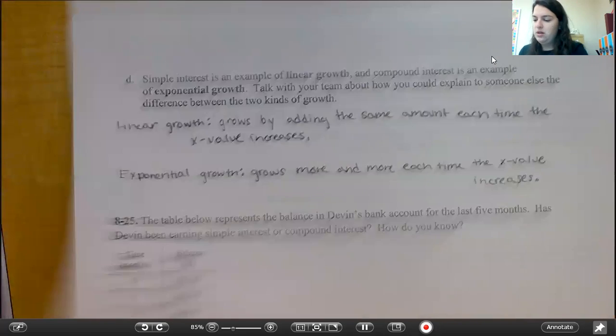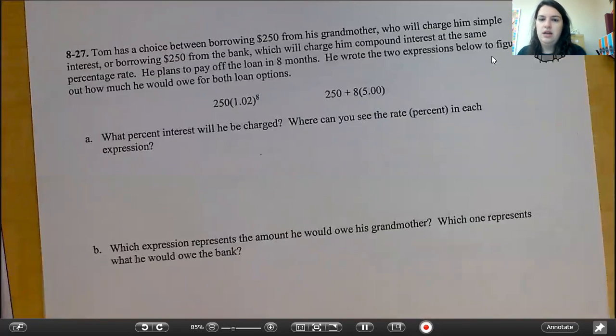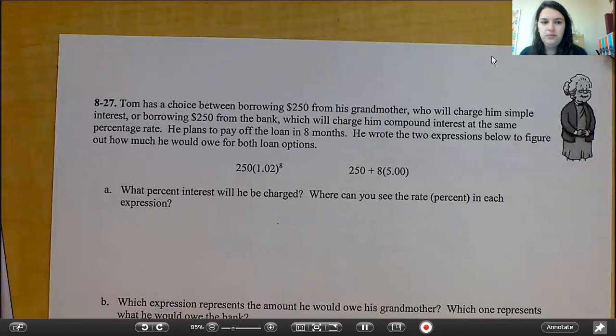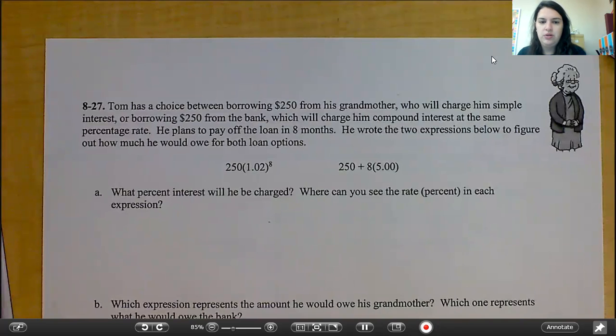Okay. Finally for today, 8.2.7. Tom had a choice between borrowing $250 from his grandmother, who will charge him simple interest, or borrowing $250 from the bank, which will charge him compound interest at the same percentage rate. He plans to pay off the loan in 8 months. He wrote the two expressions below to figure out how much he would owe for both loan options.